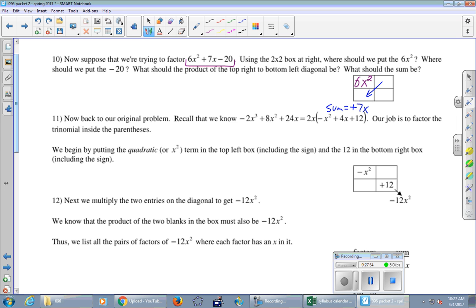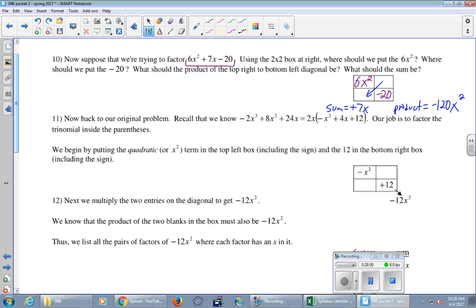How about the minus 20? Where was that in the box? Was the bottom right? And then as soon as I know that that's in the bottom right, we can write the product of the two diagonals that we have here, the two terms on this diagonal, and that's the negative 120x squared, right?